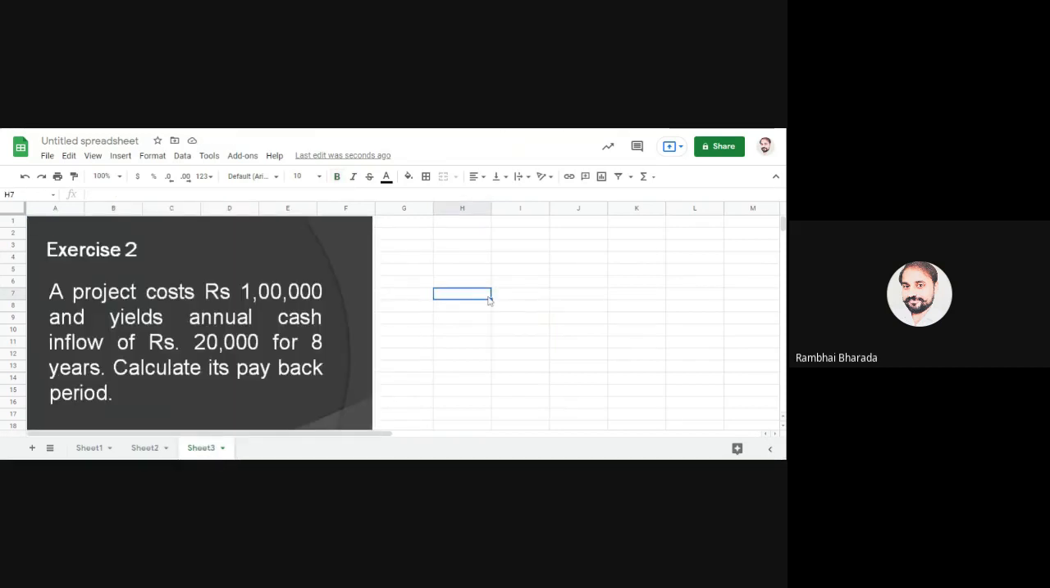Payback period is equal to project cost upon annual cash inflow. Can you tell me the project cost for question number 2? Everyone, quickly.